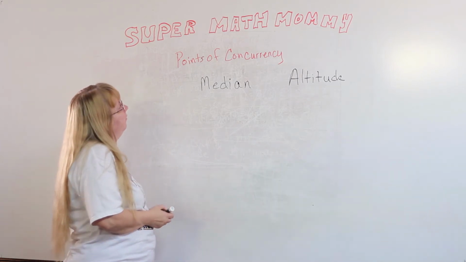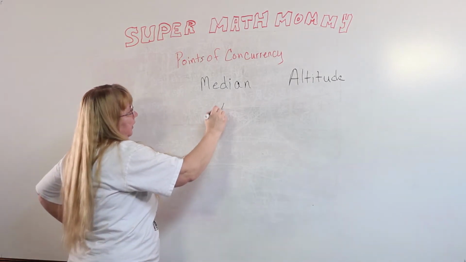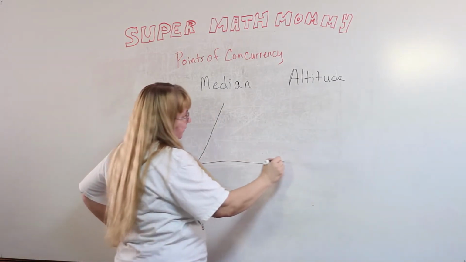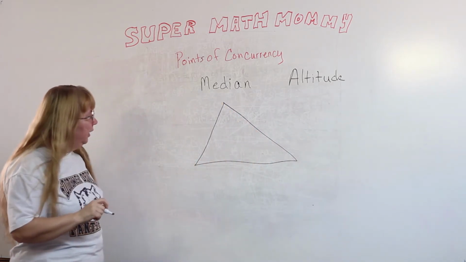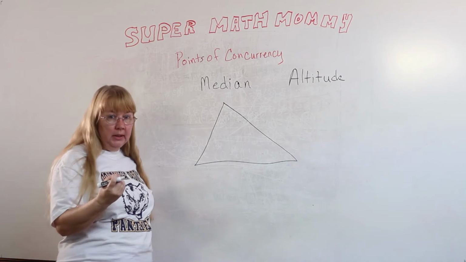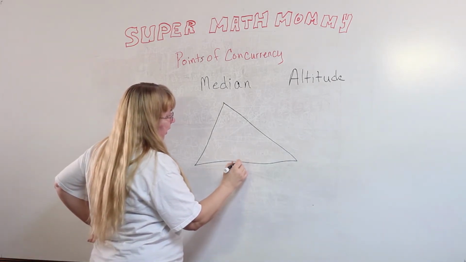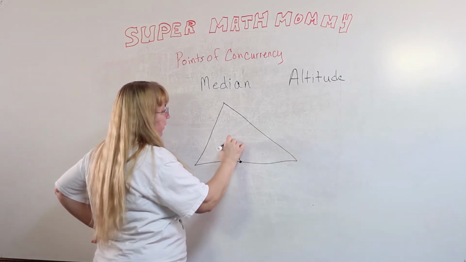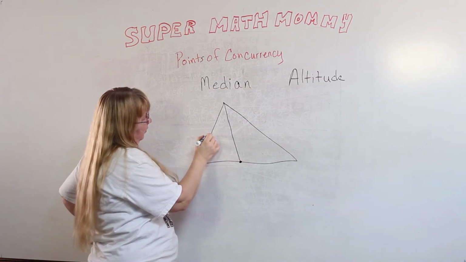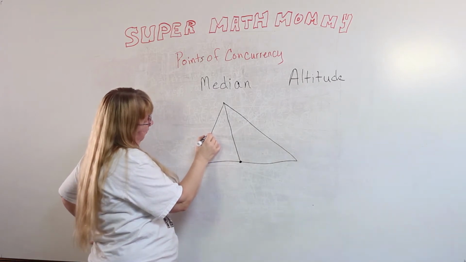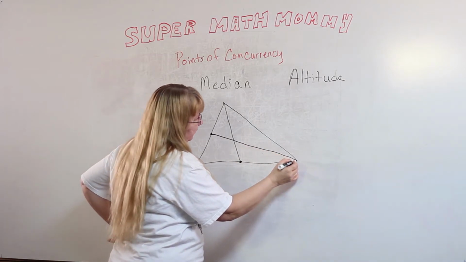So, always think of that as the middle. So how can we find a median in a triangle? Well, the median is going to start at the middle of the line, and it's going to go to the vertex opposite it. So we'll find the middle of the line and go to the opposite vertex.